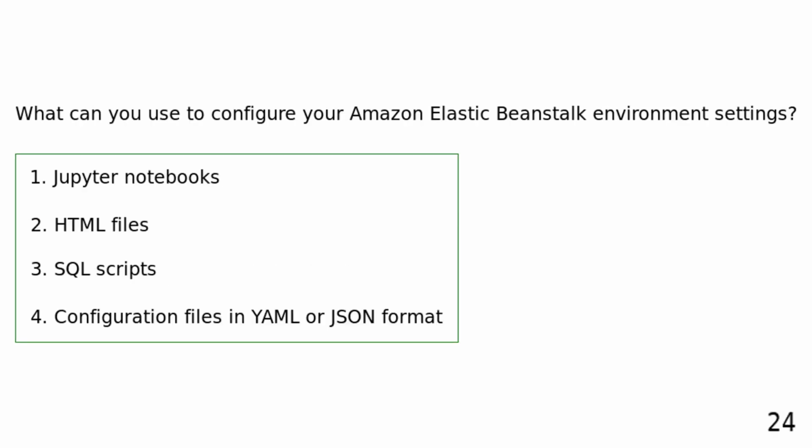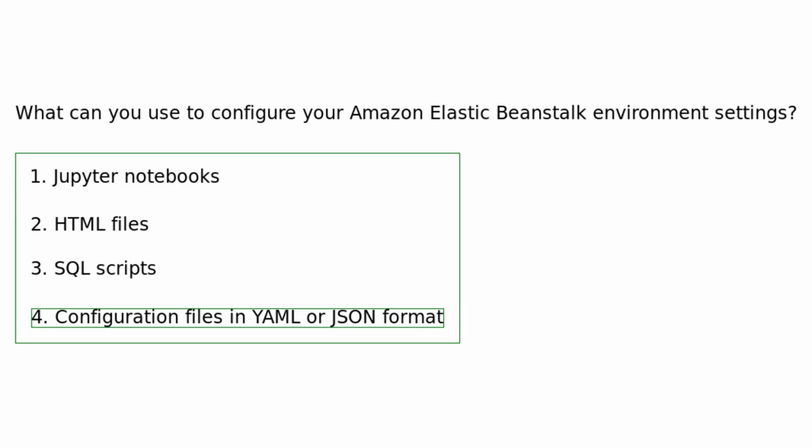What can you use to configure your Amazon Elastic Beanstalk environment settings? Jupyter Notebooks, HTML files, SQL scripts, configuration files in YAML or JSON format. Environment settings can be configured using YAML or JSON configuration files in Elastic Beanstalk.